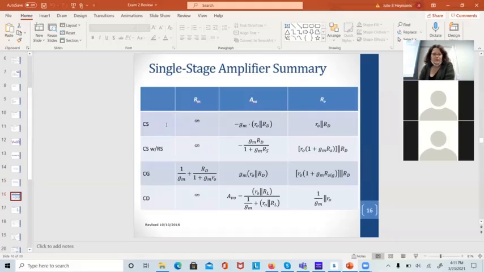This is the single stage amplifier summary. May or may not, is this going to help you out at all? There's people who just copy this down in their note sheet and they think they know everything. Oh, yeah, okay, so that's a cascode. That's a diff amp.